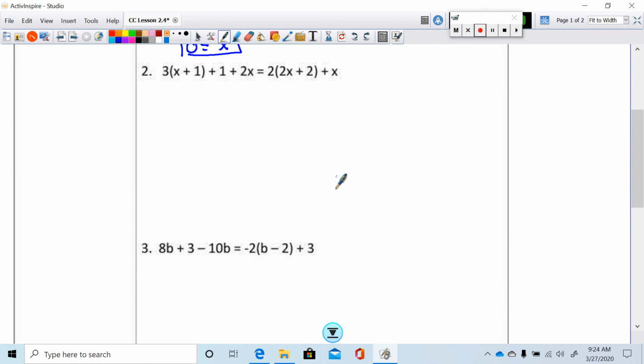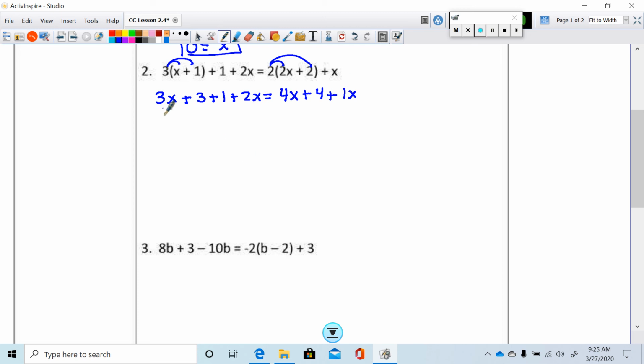The next one, get rid of the parentheses by using the distributive property. So 3 times x is 3x. 3 times 1 is a positive 3. The rest of it, just write it down like it is. Plus 1 plus 2x equals, okay, get rid of the next parentheses. 2 times 2x is 4x, and 2 times 2 is a positive 4. And I'm going to call this a plus 1x because I'm going to need that in a minute.